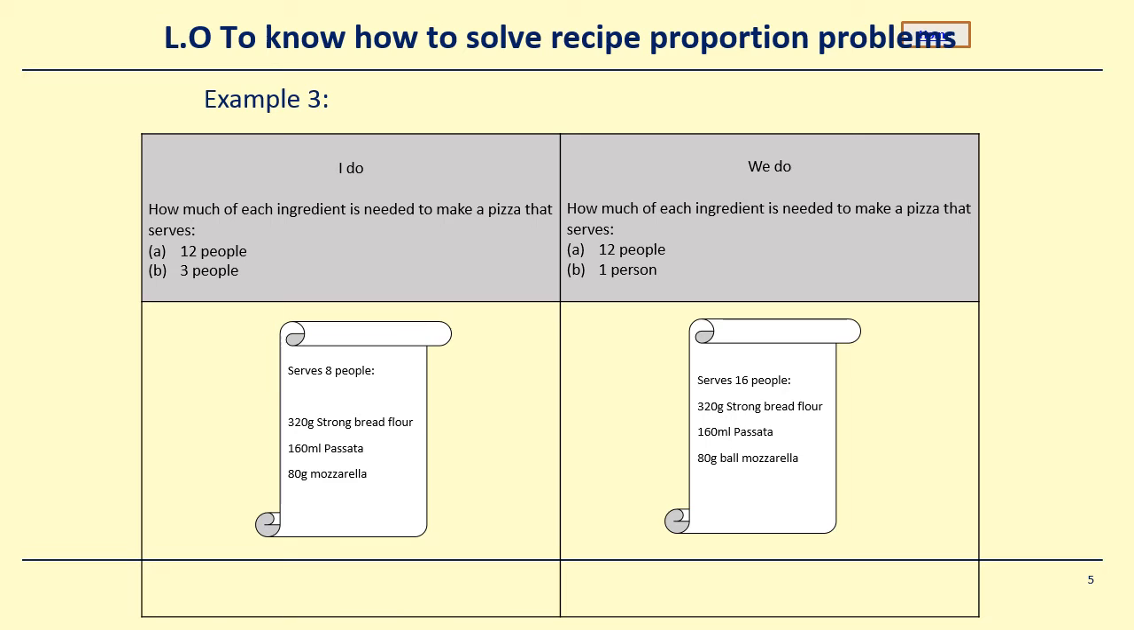Okay, so our final example for the minute. We've got a recipe for 8 people, and this is to make pizza for 8 people, and we want to work out the recipe to make pizza for 12 people. Okay? So this is going to be a 2-step sort of thing. I think the easiest way to do this is to look at 8 and 12.